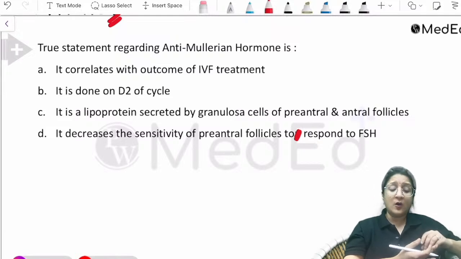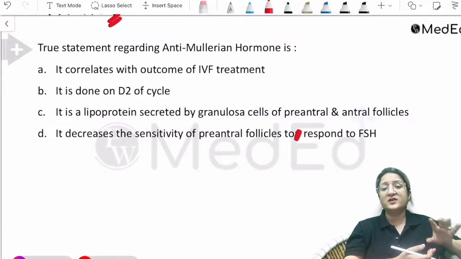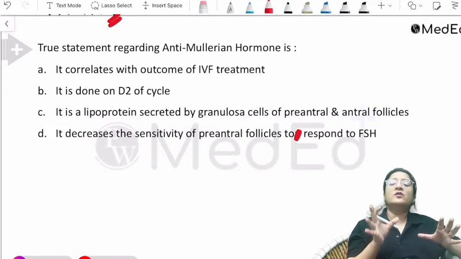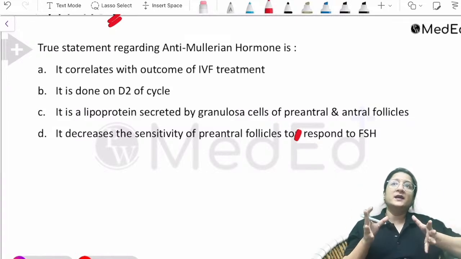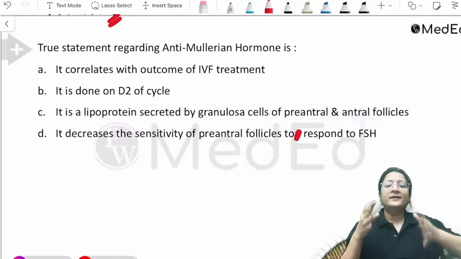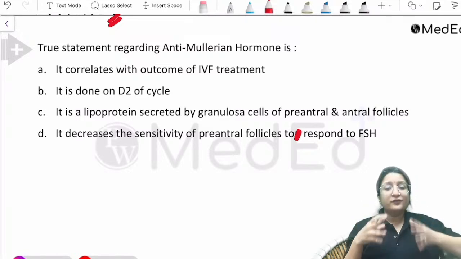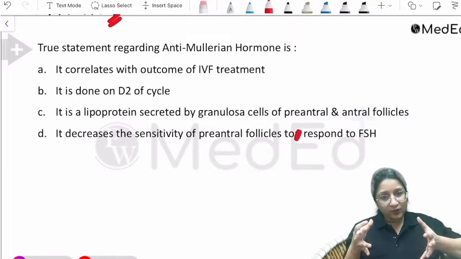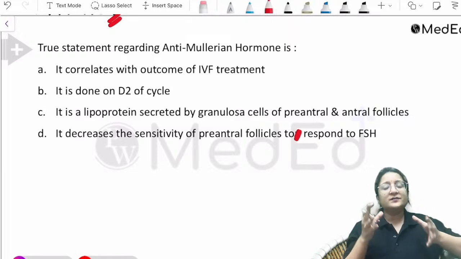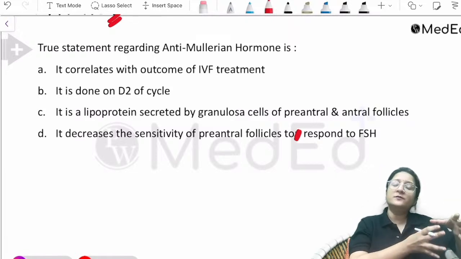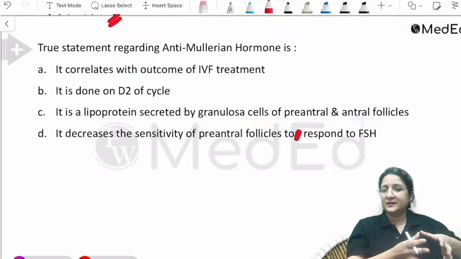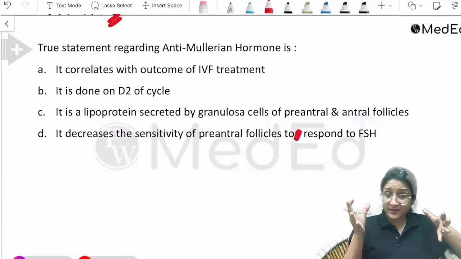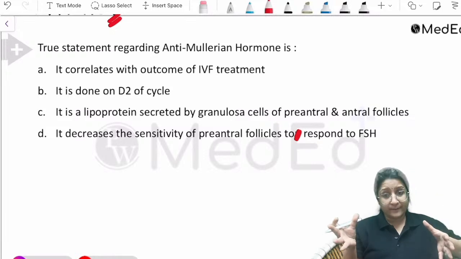Now, all these four options are so wonderful because they help you revise everything about AMH. This anti-Mullerian hormone that they're talking about right now is the one that is released in the adult reproductive years, okay? From the ovary. Where in the ovary? From the granulosa cells of the smaller follicles. Which are the smaller follicles? Pre-antral, antral follicles. That is true in option number C, but it is not a lipoprotein.